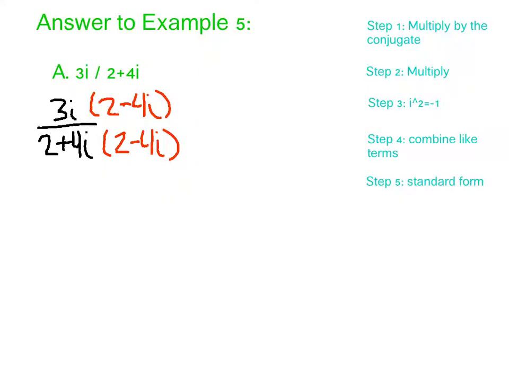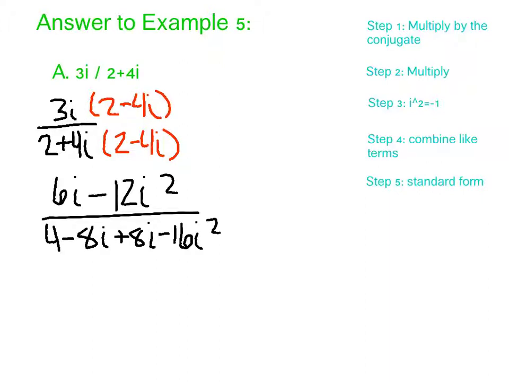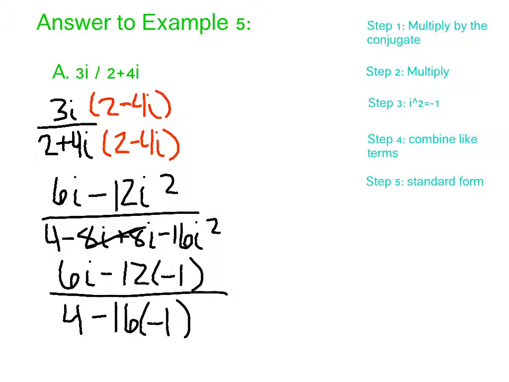The first step is to multiply each side by the conjugate, as I did. I multiplied on the bottom 2 minus 4i, and on the top 2 minus 4i. Step 2 is to multiply by each side, as I did. I multiplied 3i by the conjugate and 2 plus 4i by the conjugate to get, on the top, 6i minus 12i squared, and on the bottom, 4 minus 8i plus 8i minus 16i squared.